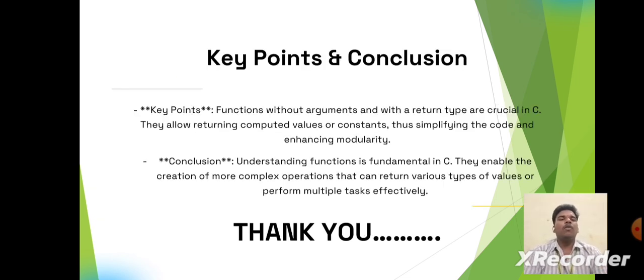That's it. And key points on the conclusion: functions without arguments and with a return type are crucial in C because they save the time for the programmers. For suppose if we want to add two integer values, we will type hashtag include stdio.h, void main and so on. So there will be about 7 lines, but this type of function will be very useful to save the time for the programmers, and it allows returning computed values or constants, thus simplifying the code and enhancing modularity.